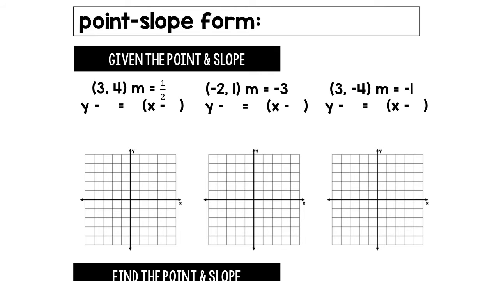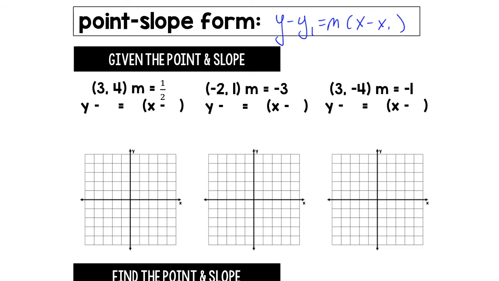This one has so many more uses, and really tells us so much more. The point slope form is y minus y1 equals m times x minus x1. And in this case, x1 and y1 are a point that you're given somewhere in the information. So the first occasion here is if we're given the point and the slope.